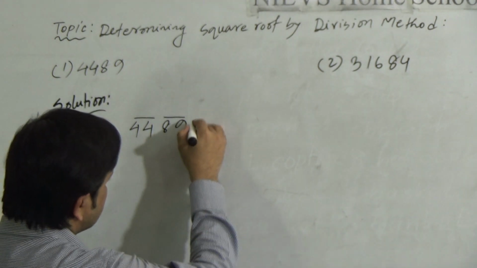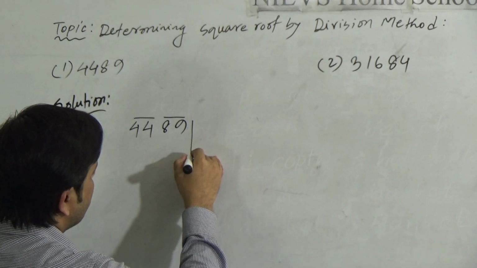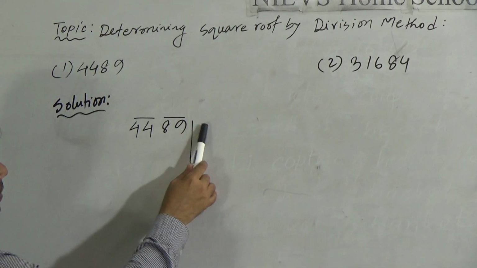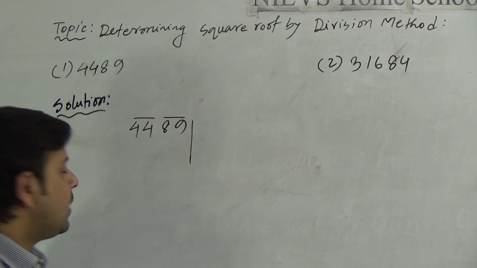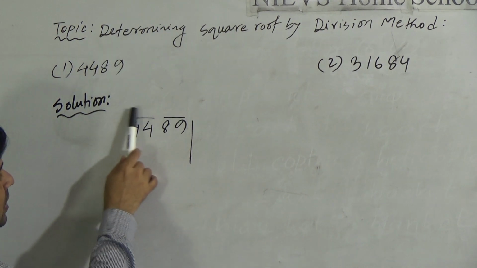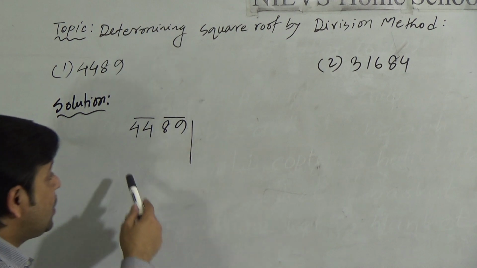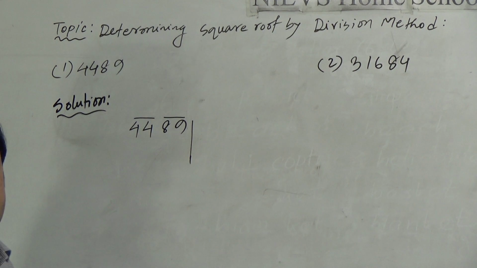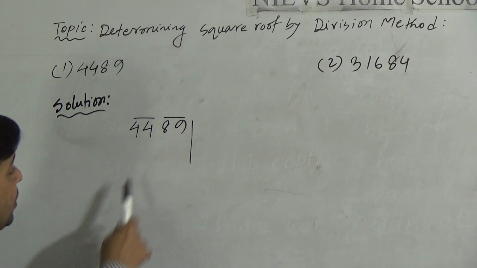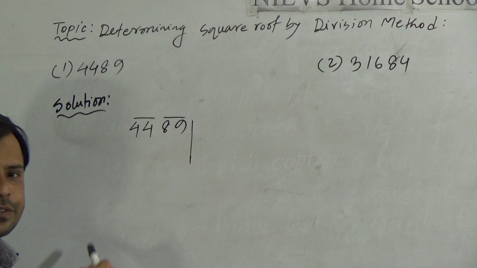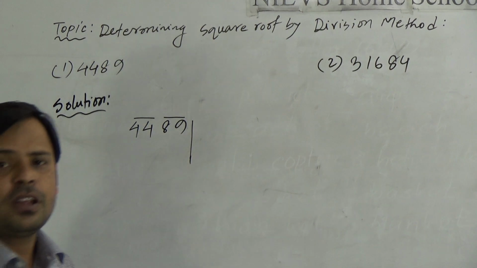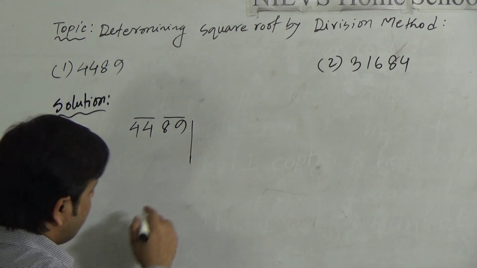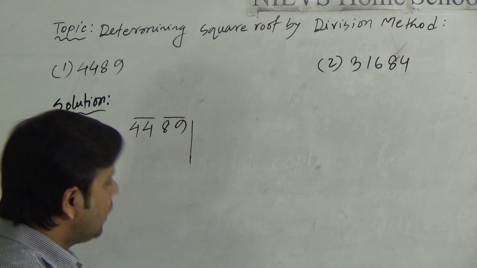After that you have to draw a vertical line here, and in this part we will write the square root. In case of division, at first we consider the left side. Here we have to consider the first pair on the left side. So the first pair on the left side is 44.